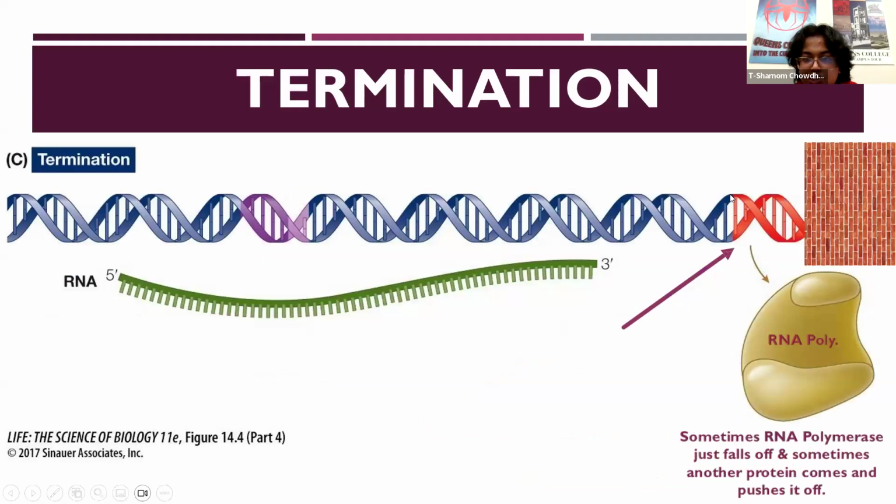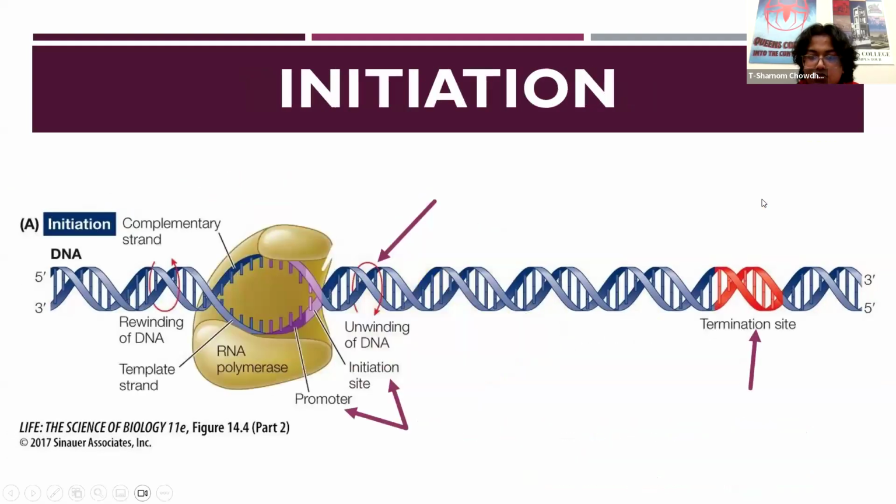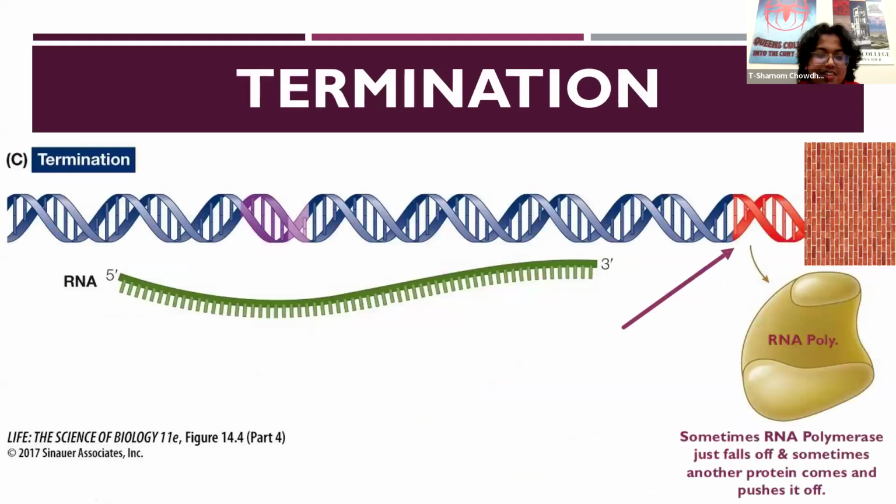And eventually it reaches the termination site. Sorry, I forgot the name. Eventually it reaches the termination site. So the termination site is a set of certain bases which the RNA polymerase is able to recognize, and because it's able to recognize it, it knows, okay, now I'm not going to create any more mRNA. I'm not going to add any more nucleotides to the mRNA. So sometimes the RNA polymerase just falls off once it reaches the termination site, or another protein comes and pushes the RNA polymerase off the termination site.